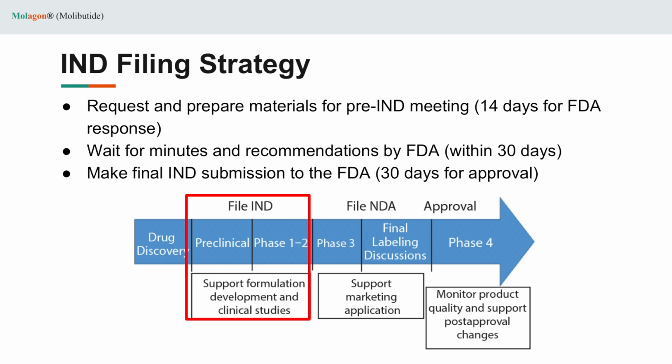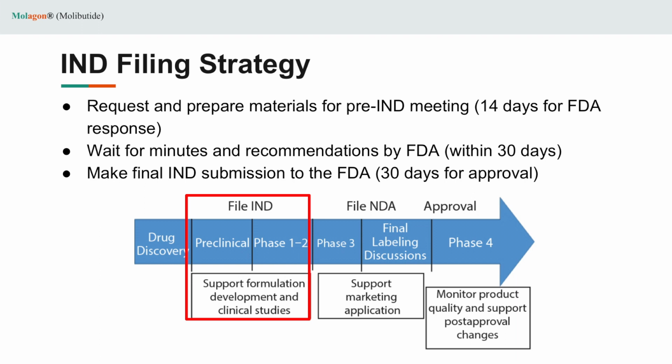The first step in IND filing is to first request a pre-IND meeting, and we must wait 14 days for an FDA response. So once the request for the pre-IND meeting is approved, all the materials are prepared a month in advance. This meeting is a chance for the FDA to kind of critique our drug development data.